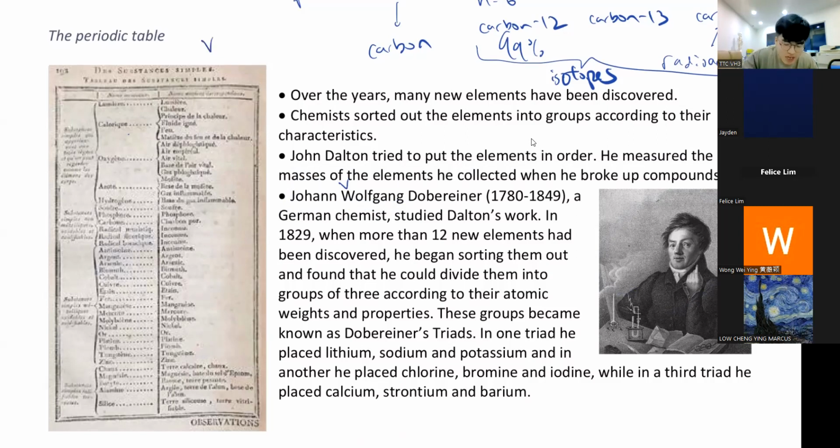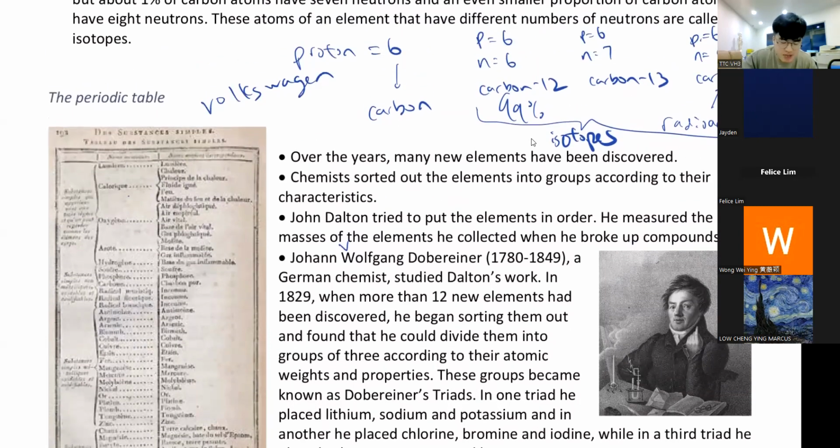In German, V is pronounced as F, and W is pronounced as V. So it's Volkswagen, not how English speakers say it. Please don't say it wrong, it's very cringy. Volks is people, Wagen is car, so Volkswagen is the people's car. Germans get very upset when you say it the wrong way.